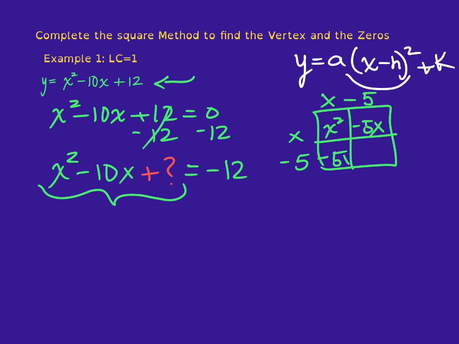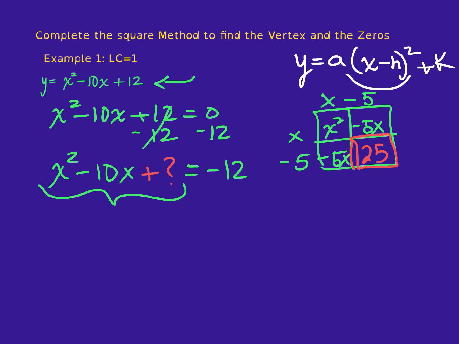I haven't added anything yet, because my x squared, my negative 5x plus negative 5x, this part here is part of my original equation. Now what I'm trying to add, I'm going to complete my square. My last square here has to become a positive 25. You see, that's the number that I'm adding on both sides to turn the left-hand side of the equal sign into a perfect square.